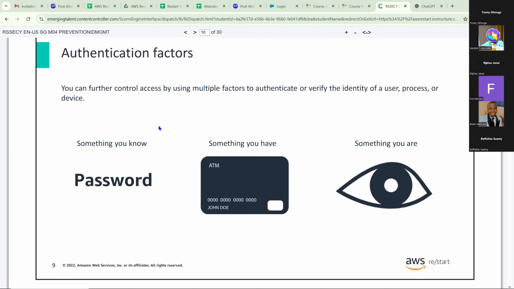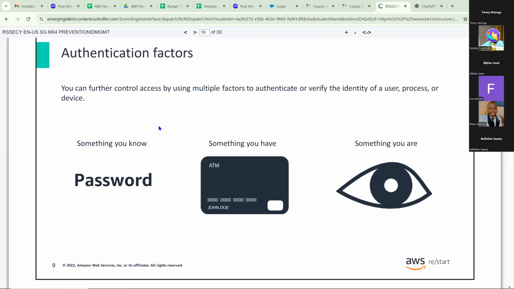Why? Because one of the factors is that I get a code that must be inputted every time I log into my account from a foreign device, or a device that I've never logged in before, or a network that I've never used to log in.